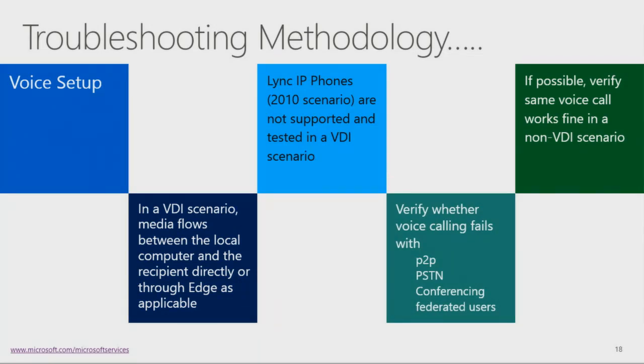Also with voice calls, just saying the voice call is not working isn't enough; you have to figure out whether it's a peer-to-peer voice call or a PSTN call, because the call path and the media candidates would be different. A PSTN call will involve the mediation server. If it's conferencing, then the MCU is involved. If it's federated, it's a little more complicated because you'll have the edge server from your environment as well as the edge server from your federated partner. Checking those things can help isolate the exact issue for VDI.